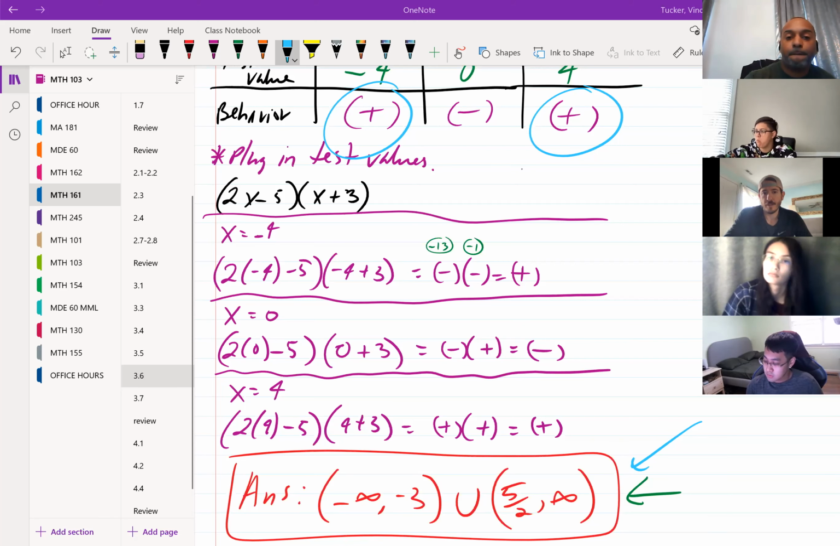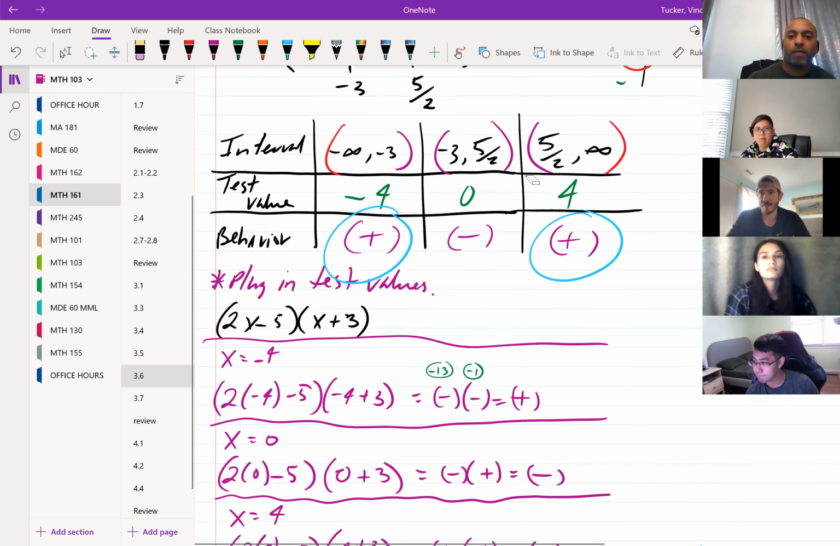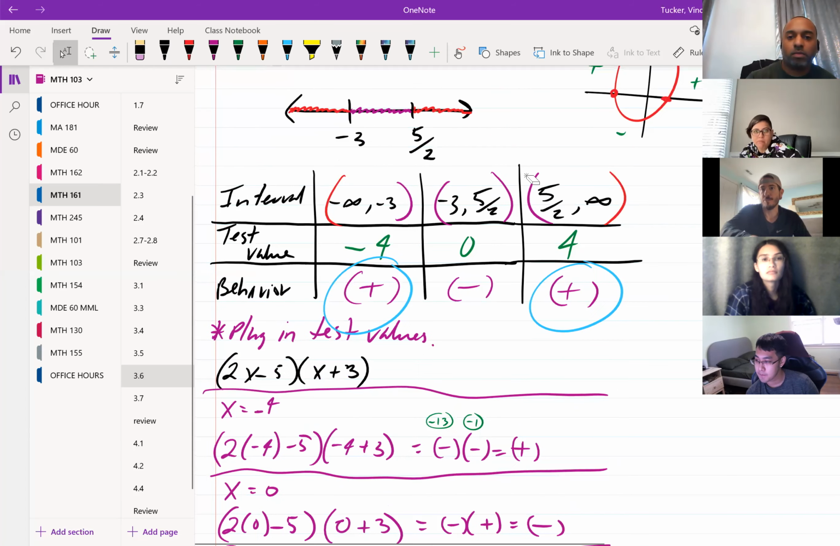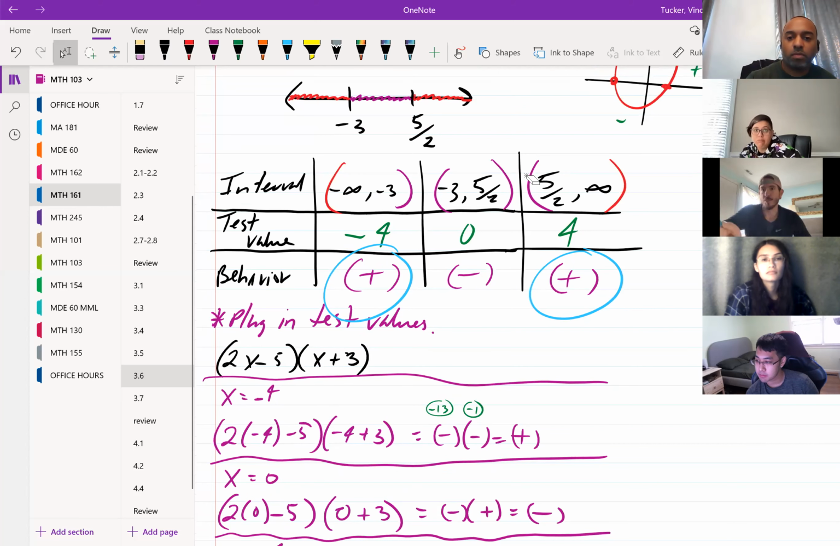So in MyMathLab, is it going to want us to find the behavior before it comes down to asking for the interval notation? No, it's not going to ask for any of that work. It's just going to ask for the answer, the interval notation. So all you have to do is essentially remove the middle one, put your union symbol, and you have the answer without doing any of that.